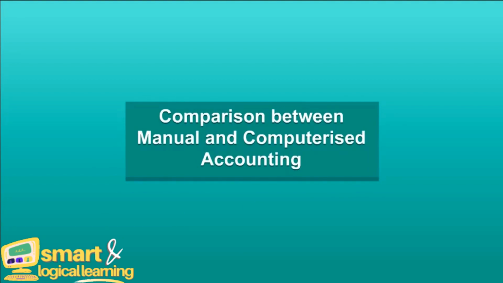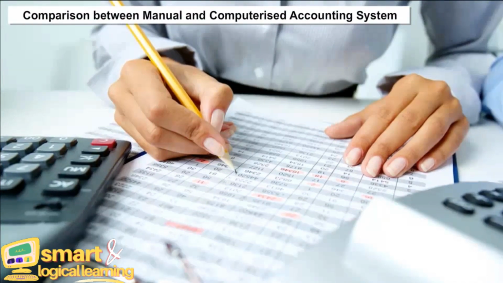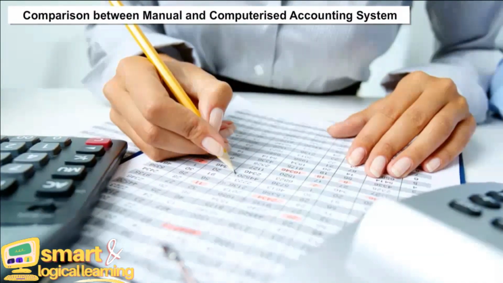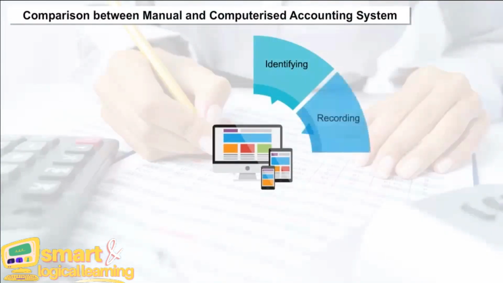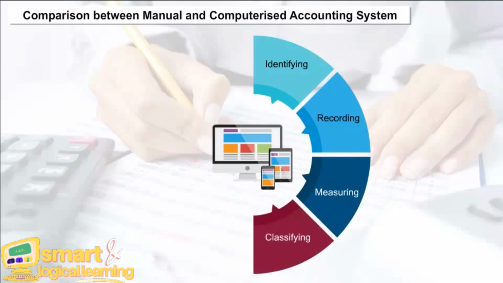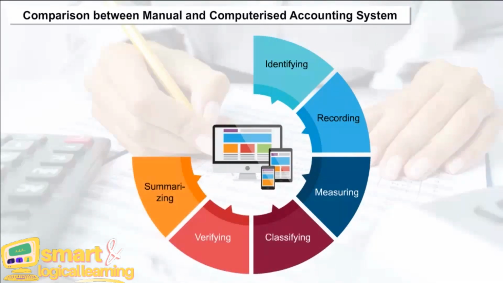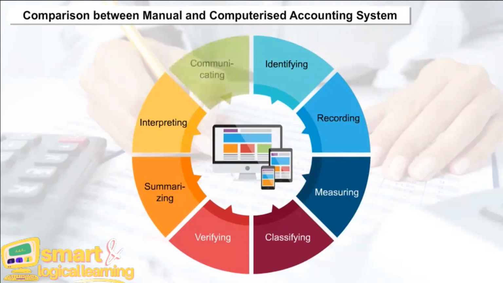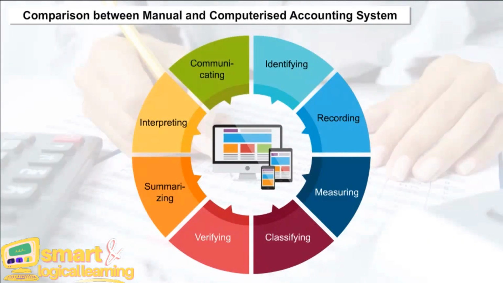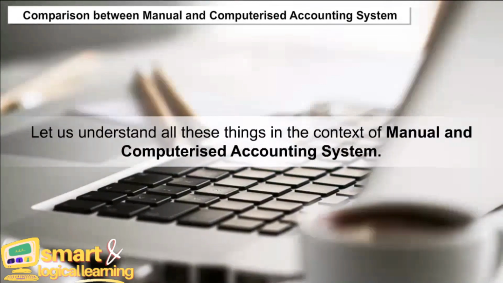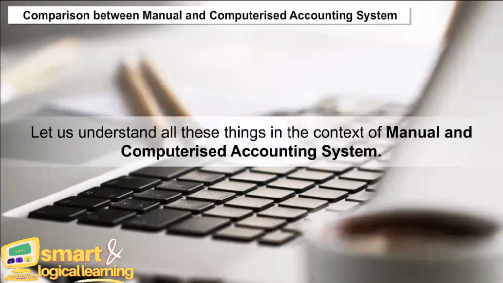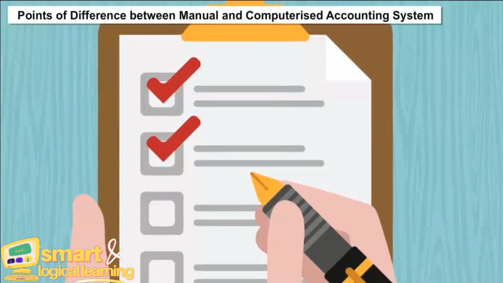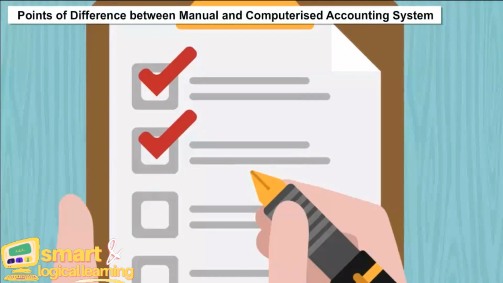Comparison between manual and computerized accounting system. Accounting is a systematic approach of identifying, recording, measuring, classifying, verifying, summarizing, interpreting, and communicating financial information. Let us understand all these things in the context of manual and computerized accounting system. Points of difference between manual and computerized accounting system.